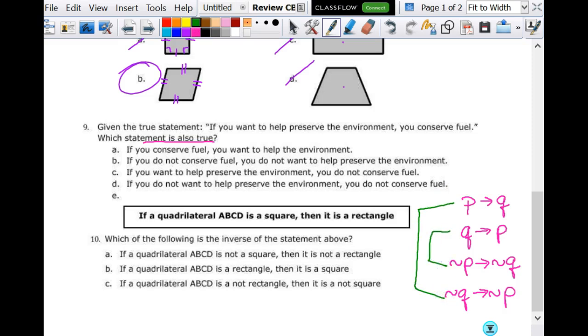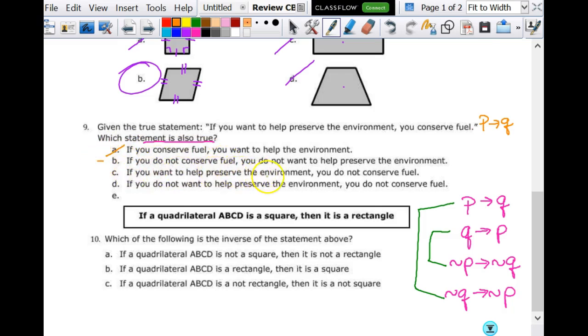So if my original one is if P, then Q, I am looking for if not Q, then not P. I'm looking for the contrapositive. So I'm looking for something that starts with, if you want to help preserve the environment, then you conserve fuel. So I want it to be if not the conclusion. So if you're not conserving fuel. So let's look at these. This says if you conserve fuel, so that's not it. If you do not conserve fuel, so I'm going to save that one.